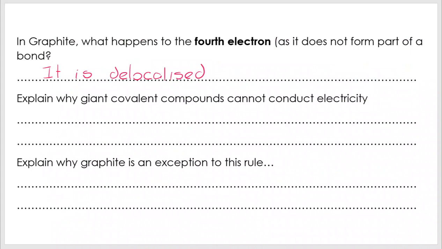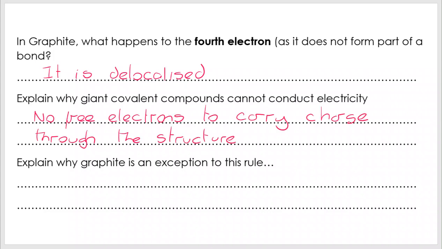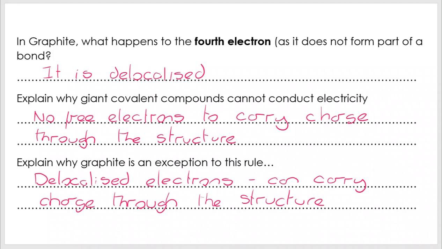And the 4th electron is delocalised. This mirrors what we discuss in metals. In all metals, outer electrons are delocalised. In graphite, the 4th electron on each carbon is delocalised, which means it can move freely through the graphite structure. So, giant covalent compounds generally cannot conduct electricity. Why? It's because there are no free electrons to carry charge through the structure. However, graphite is the anomaly. It's the exception to that rule. And that's because there are delocalised electrons and they can carry charge through the structure.